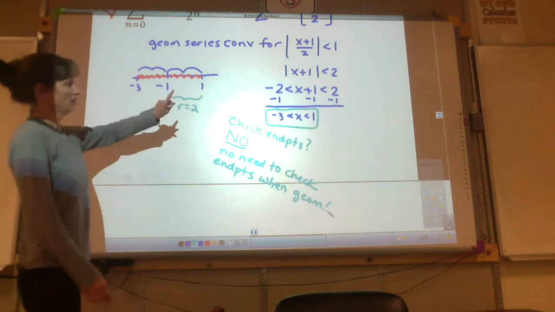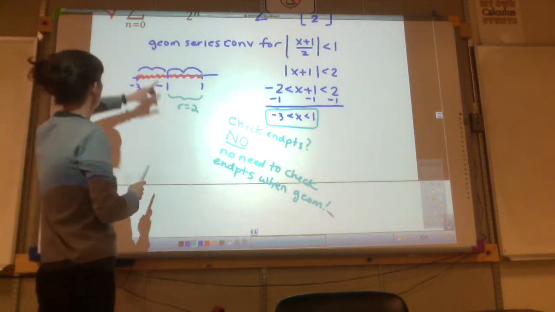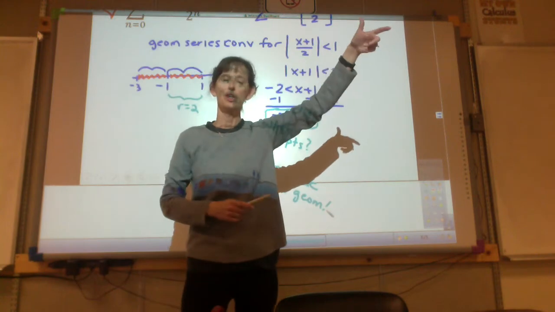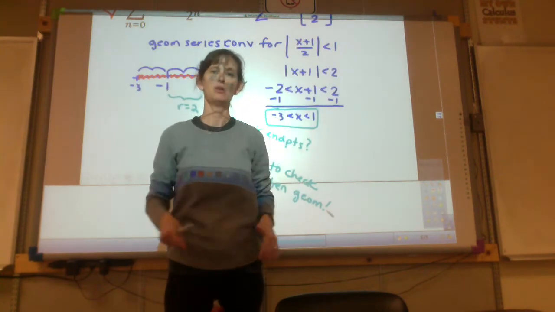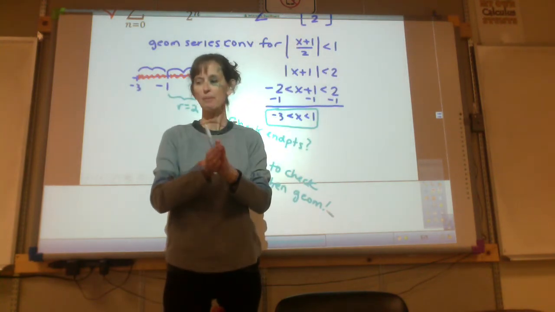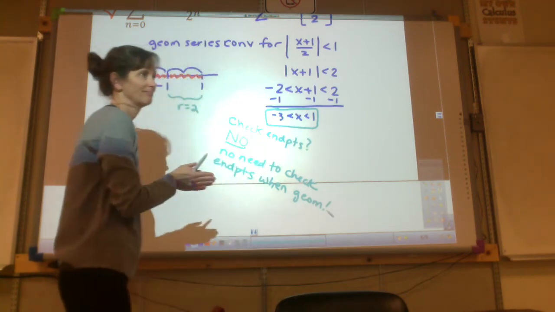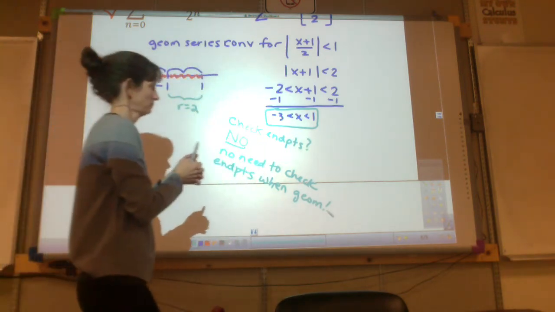Okay, so that's why, in summary, I put the heart next to this: because it was geometric, and so I was like, yes, I do not have to check my endpoints because checking endpoints can get a little cumbersome. Cool. Anything else you want to say about that?